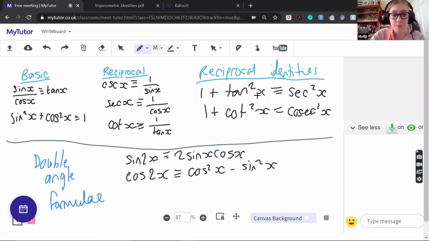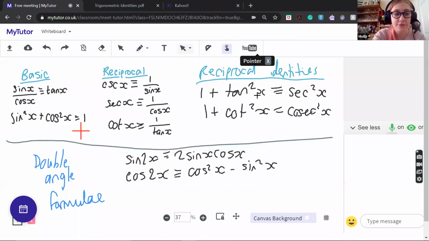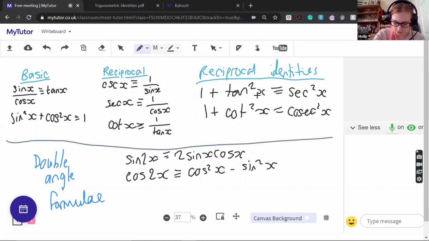And what we can do is, if we look here, because of this, well, cos squared x is also equivalent to 1 minus sine squared x, right? Just by a really simple rearrangement of this. So we could replace this with 1 minus sine squared x. And what we get is that this is also exactly equivalent to, by replacing either cos squared x or sine squared x, 2 cos squared x minus 1 or 1 minus 2 sine squared x.